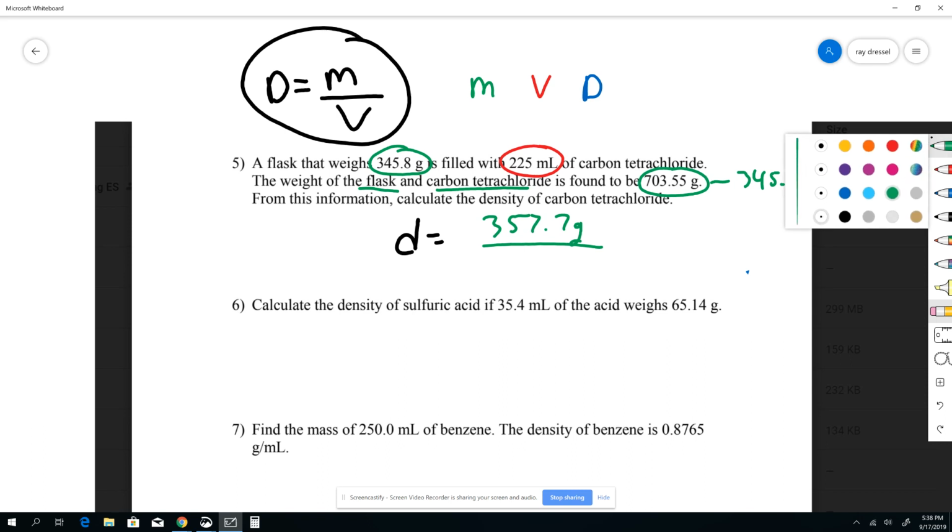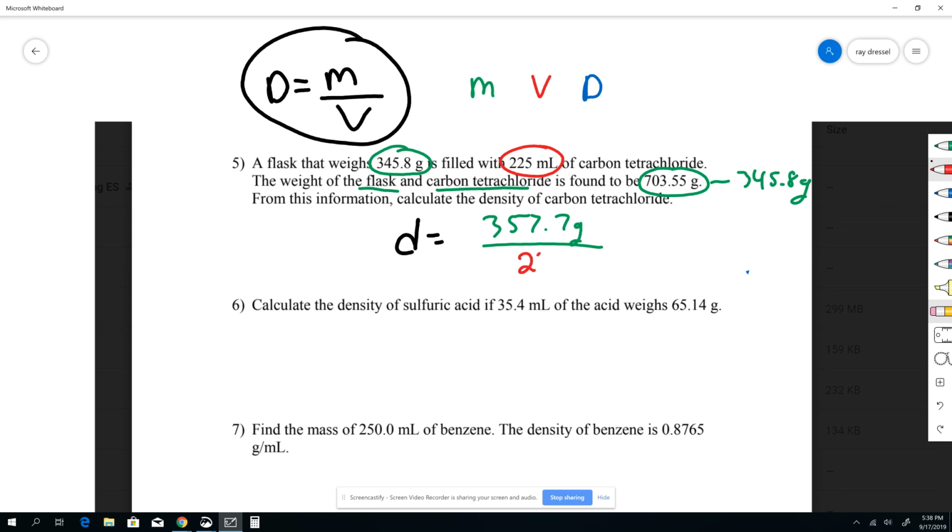So I'm going to take this one in red, which says 225 milliliters. What that works out to, remember to keep your units separate, is grams over milliliters, so your answer is going to be something grams per milliliter. Then you just put into your calculator 357 divided by 225, and that gives you a density of 1.59 grams per milliliter.